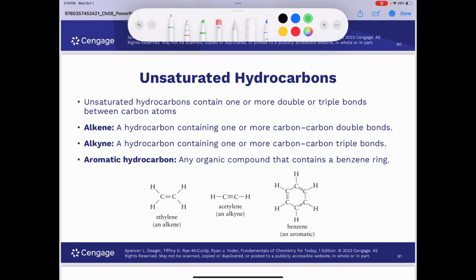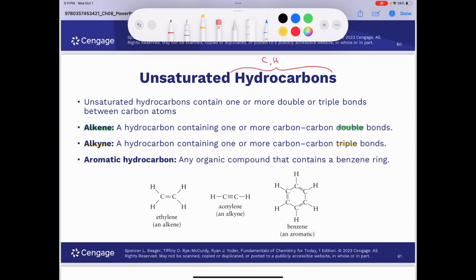And so alkenes and alkynes belong to a class of hydrocarbons that we call unsaturated hydrocarbons. Remember that a hydrocarbon is just some kind of compound that is made out of two elements, carbon and hydrogen only. So alkanes would be hydrocarbons, as would be cycloalkanes. But an unsaturated hydrocarbon contains one or more double or triple bonds between carbon atoms. So an alkene, like I told you, is a hydrocarbon that has one or more carbon-carbon double bonds. And an alkyne is a hydrocarbon containing one or more carbon-carbon triple bonds. So double bond, alkene; triple bond, alkyne.